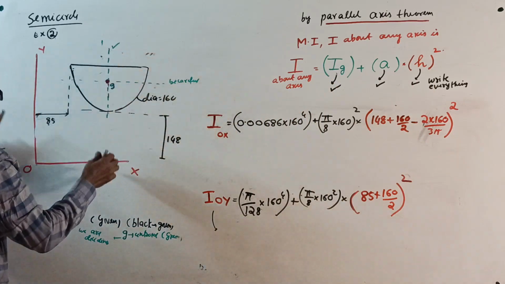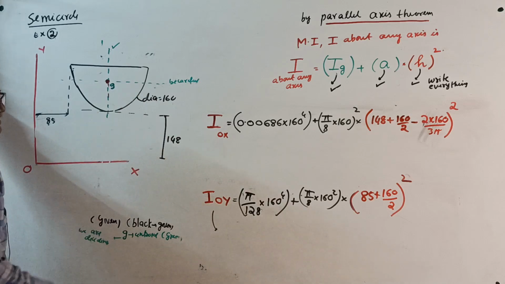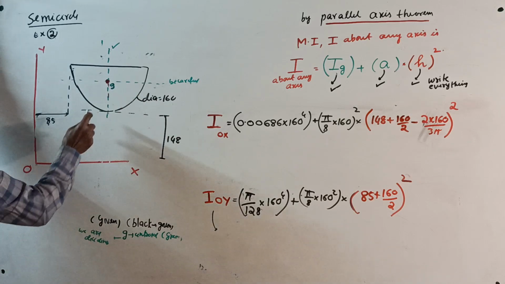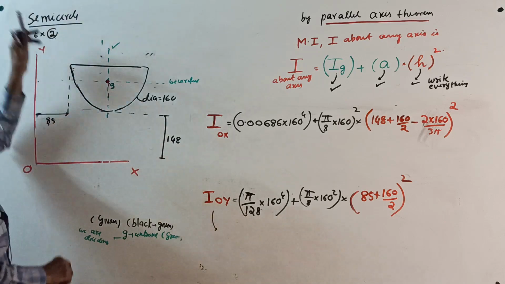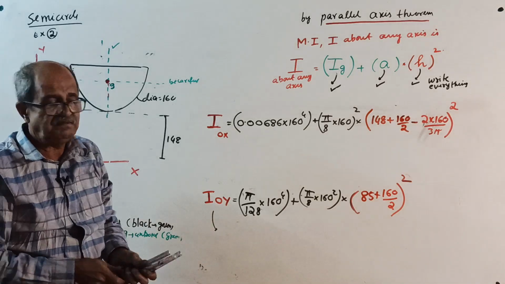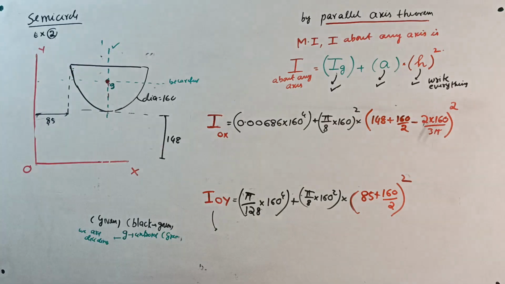I about YY. First about its own YY, happy case, same: pi by 128, 160 power 4. Area into this distance square is 85 plus half of 160, same as last time. Now, question number 3.